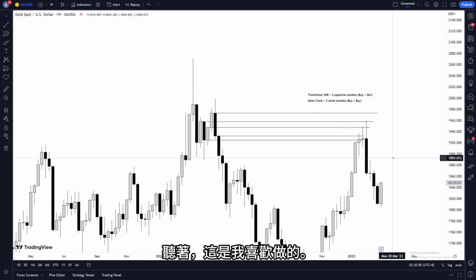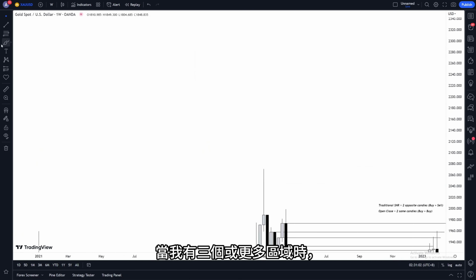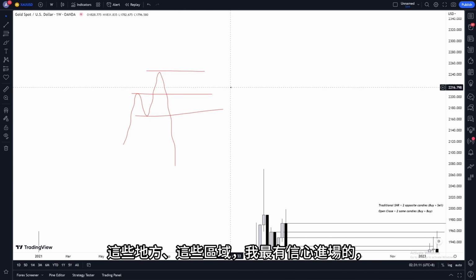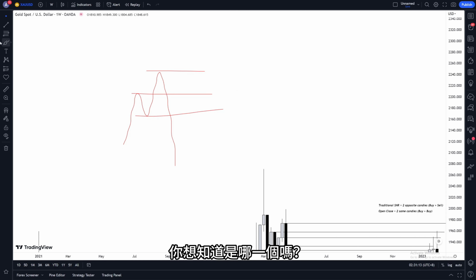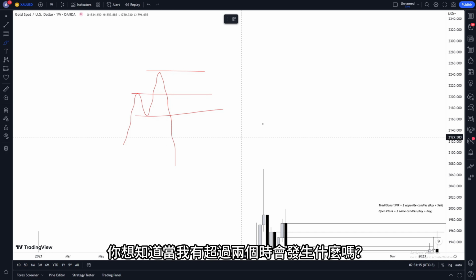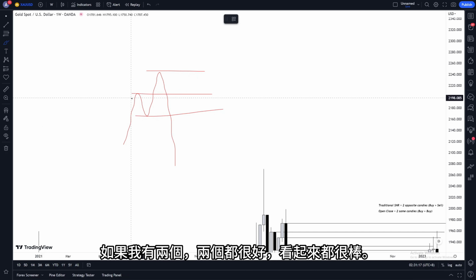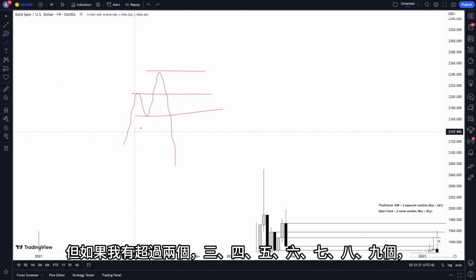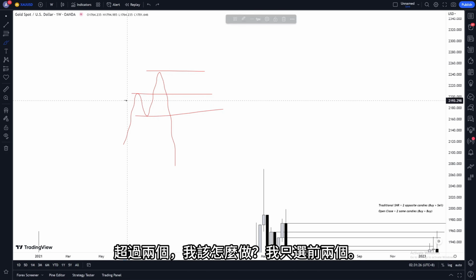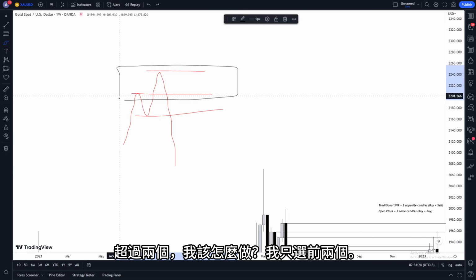Listen, this is what I like to do. Write this down somewhere. When I have 3 or more areas, the areas which I will be most confident in entering from, you want to know which one? I'll tell you. You want to know what happens when I have more than 2? If I have 2, both very good, very nice to look at. But if I have more than 2, so 3, 4, 5, 6, 7, 8, 9, more than 2, what do I do? I only take the top 2.